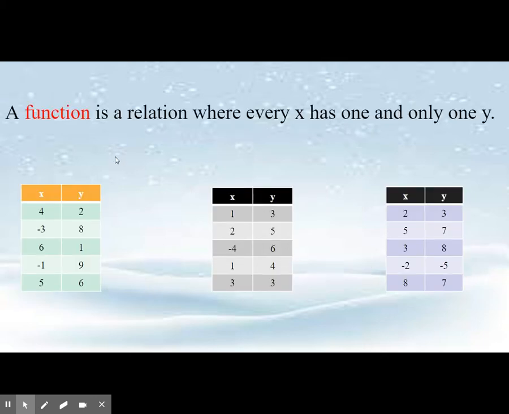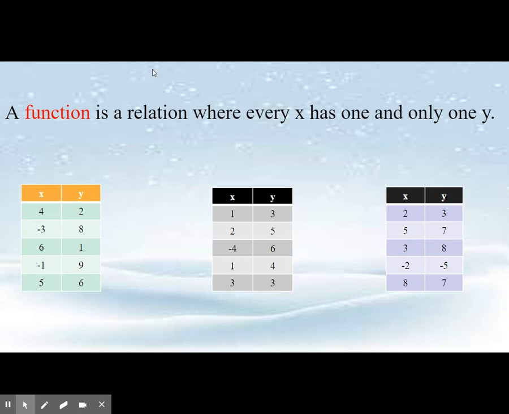A function is a relation where every x has one and only one y. So write that definition down for what is a function. A function is a relation. So a relation, remember that's just a set of points. So a function is a set of points where every x has only one y value.